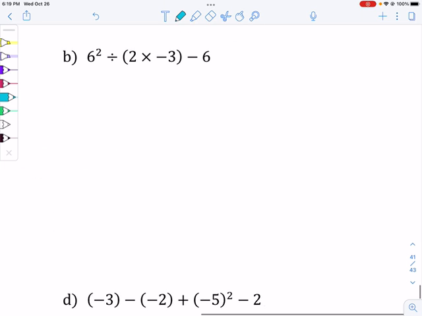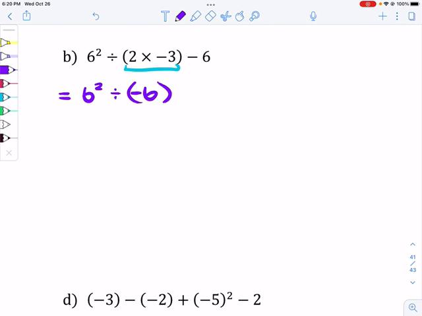So again, if you have not already paused and tried the rest, please do so. Give yourself an opportunity to see if you know what you're doing. Otherwise, come along with me and we will confirm your knowledge. All right, first step, just like before, is brackets. So I'm leaving that 6 squared and that divided. 2 times negative 3 is negative 6. I'm leaving that in brackets just to be safe.